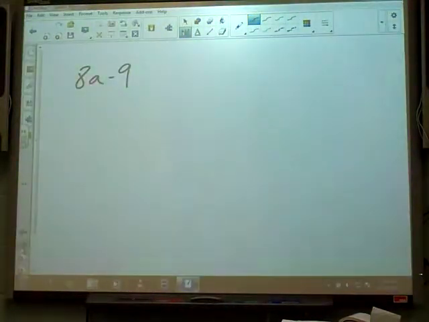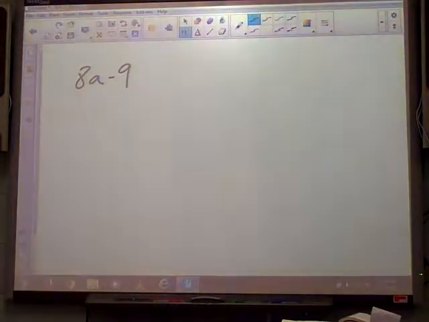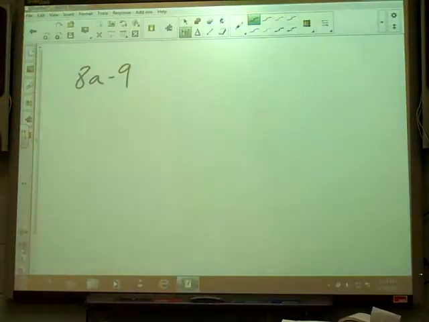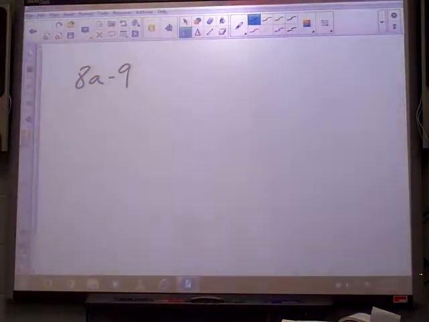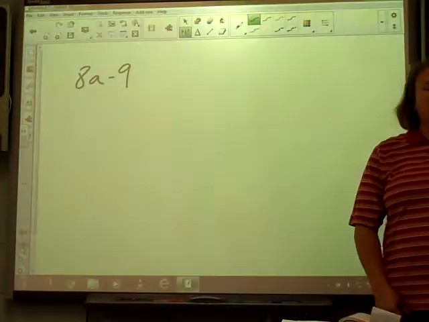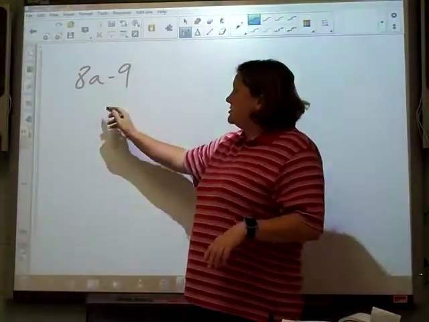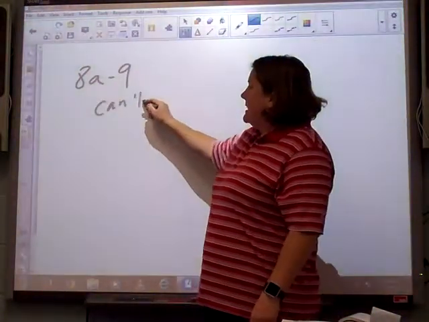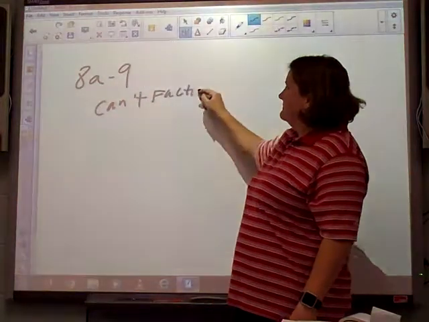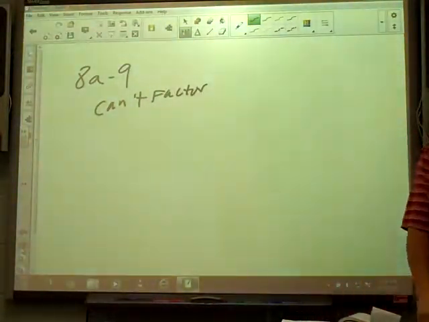Good. If I take a 1 out, does that change the binomial? No, because 7 divided by 1 is still 7, right? So do I have to show the 1 out there? No. When the only factor is 1, it doesn't change it, so it can't really factor. So I'm just going to write can't factor. Okay?